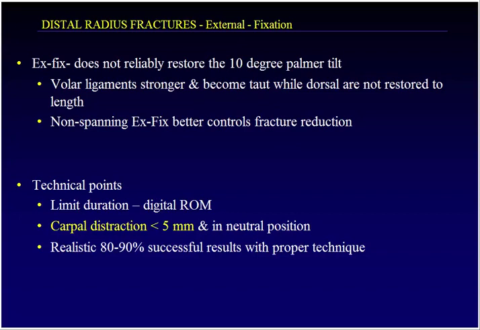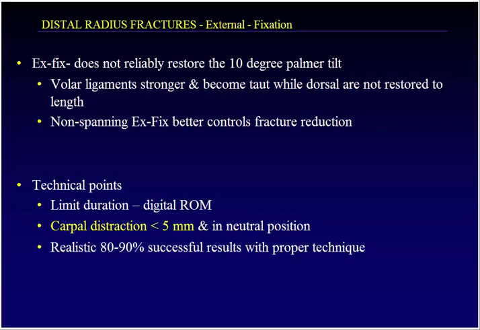External fixation is an important adjunct in treatment of distal radius fractures. The one thing that you can remember is that external fixation alone cannot reliably restore the 10-degree palmar tilt that the distal radius normally has. The problem is that the volar ligaments are stronger and become taut, while the dorsal ligaments are not restored to adequate length.